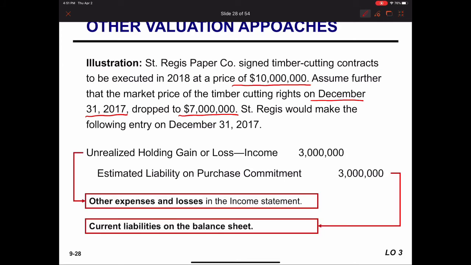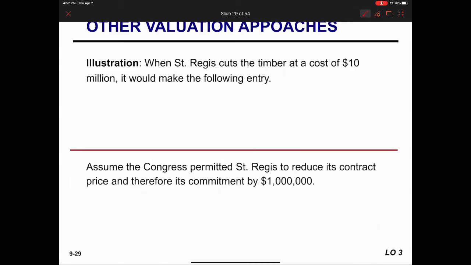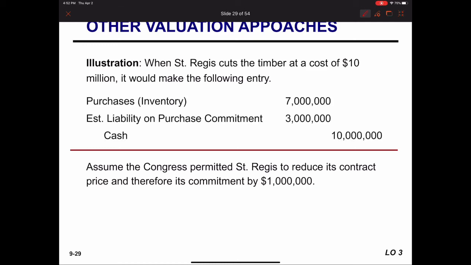The unrealized holding gains or losses will be recognized in the income statement, and the estimated liability on purchase commitment will be recognized as a current liability in the balance sheet. Next year, when the contract is executed, the buyer should pay the contract price of $10 million, and the inventory recognized is based on the market value, and the liability will be settled. So in this transaction, the firm actually paid $10 million but just acquired $7 million of inventory. The difference, $3 million, has been recognized as a loss in the income statement.